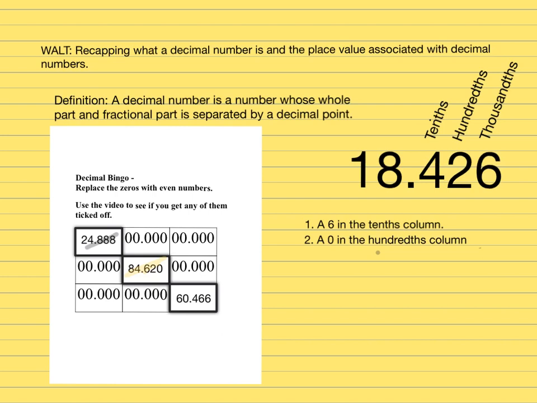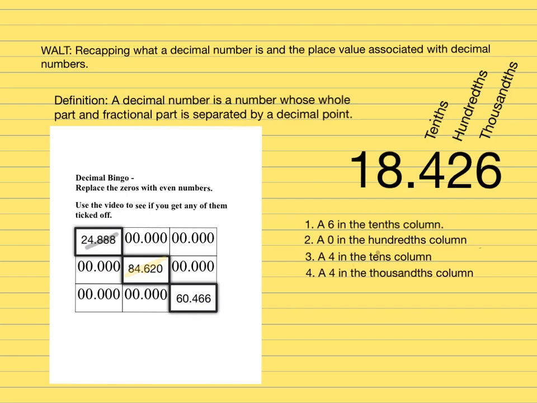Number 2, a 0 in the hundredths column. If any of your numbers had a 0 in the hundredths column, give them a tick. I'm only going to do 6 of these, and hopefully you can at least complete a column or a row. Next up, tick off a number if you've got a 4 in the tens column. Good stuff, some of you edging towards that column, row, or I'll pay a diagonal as well.